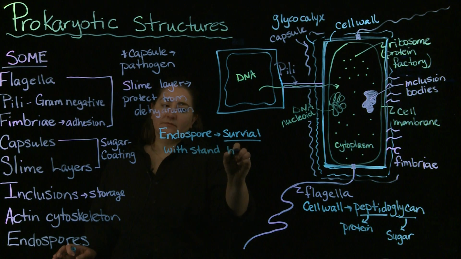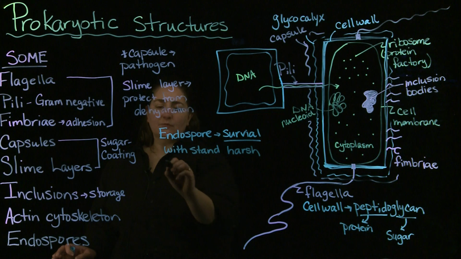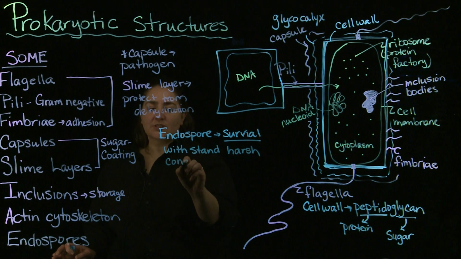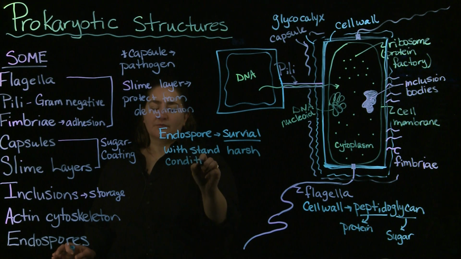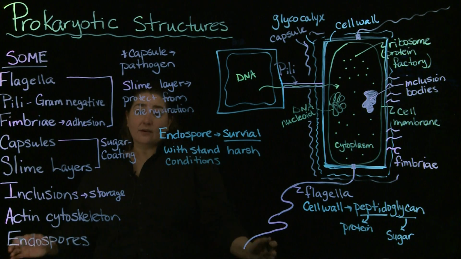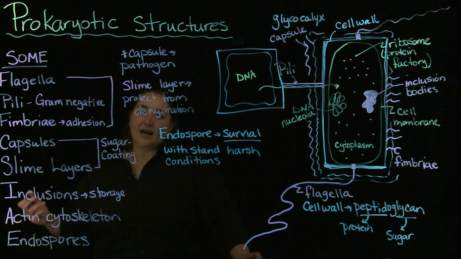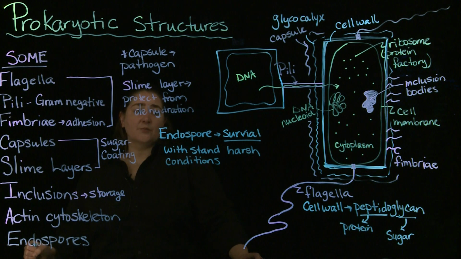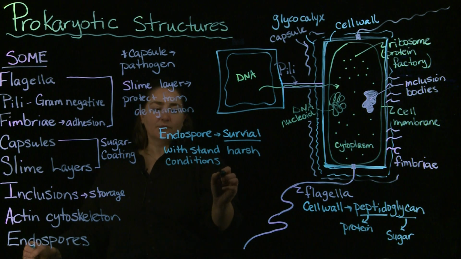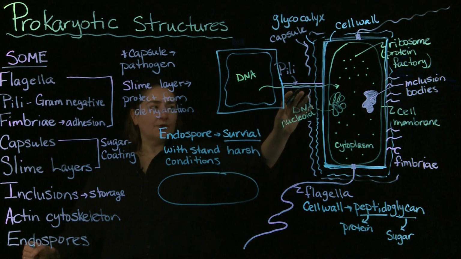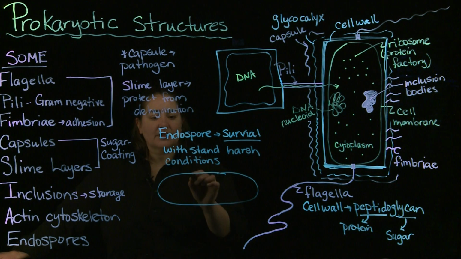harsh conditions. And when we're talking about harsh conditions, it can be a number of different conditions. Lack of water would be a great example of a harsh condition. High temperatures would be an example. Caustic chemicals would be an example that would cause those bacteria to form an endospore. And I'm going to kind of draw this one a little bit separate from what's over here, okay?